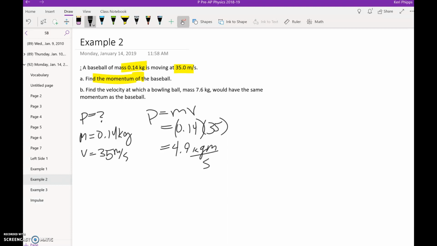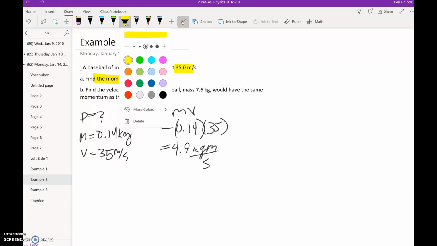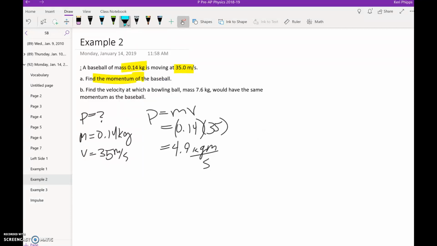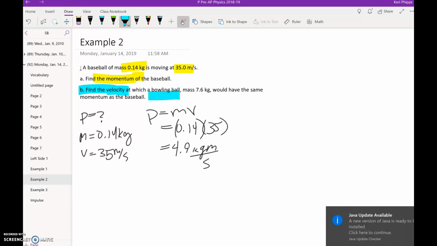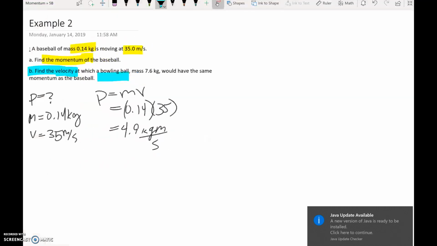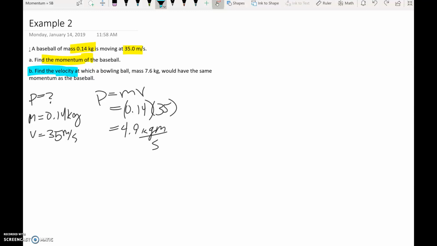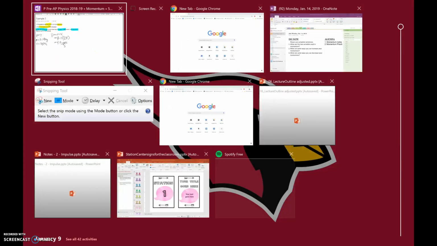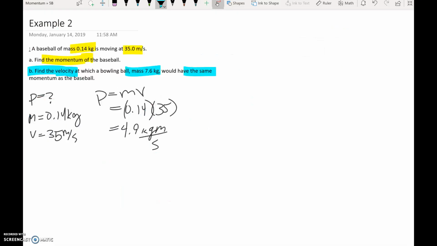Okay, now that one was pretty straightforward. The next one is a tiny bit trickier. Let's take a look at it. In this one, we're supposed to find the velocity of a bowling ball this time. And that bowling ball has a mass of 7.6, and the momentum is the same as the baseball. Okay. So this one is tricky in the setup. We just got to make sure we've got the right thing going for it.